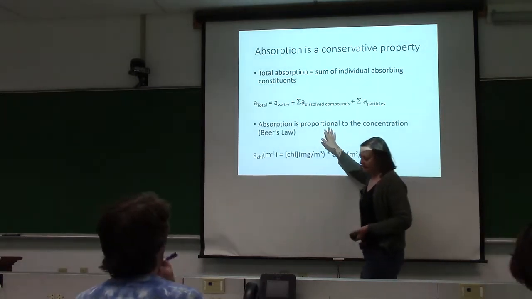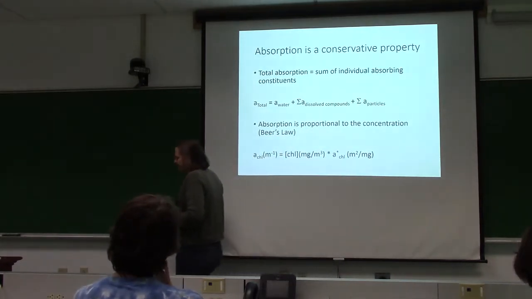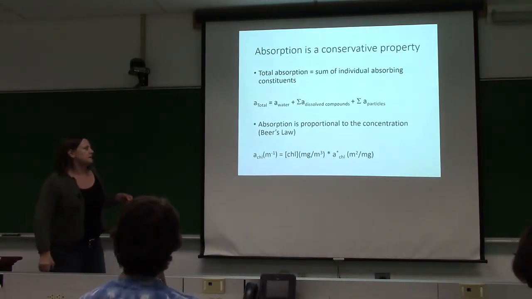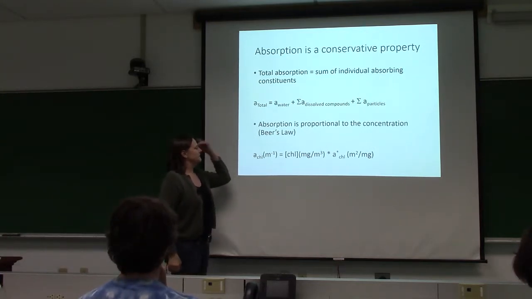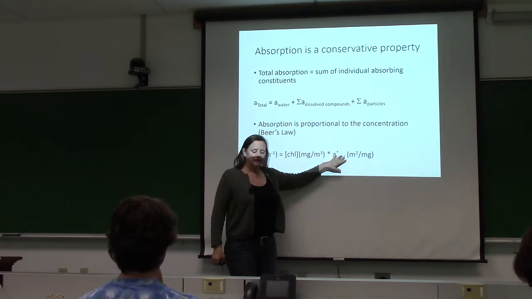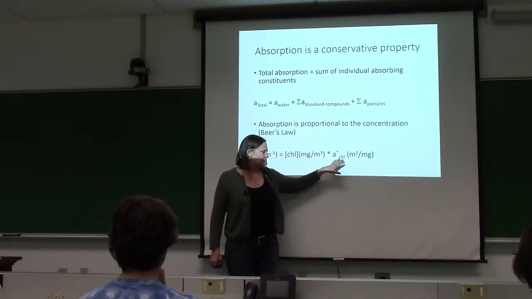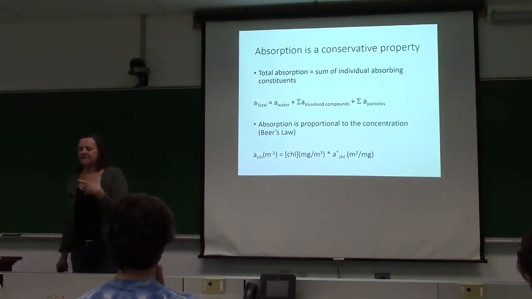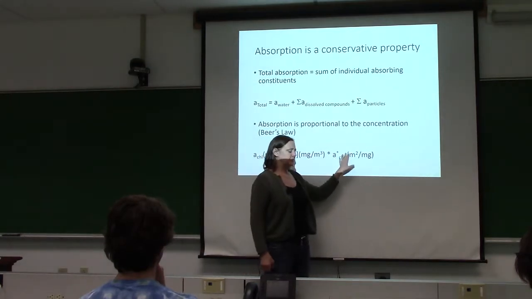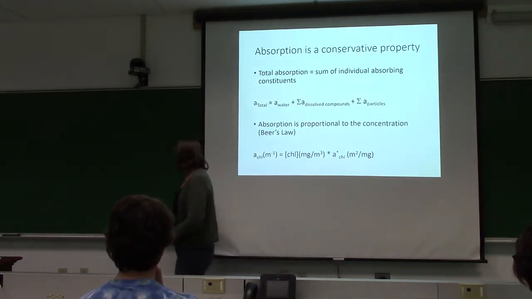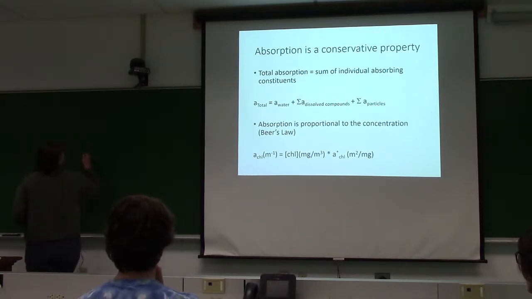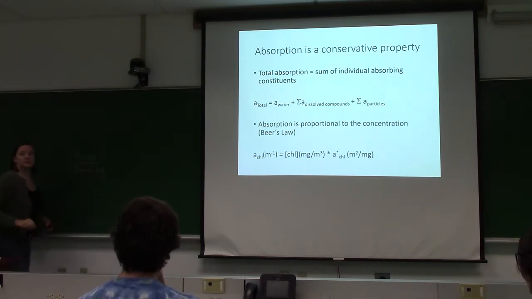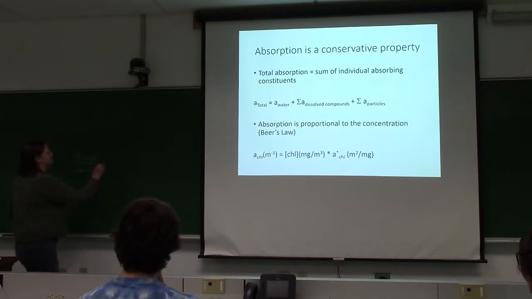And then the other thing that's really nice about absorption is that it's proportional to the concentration. And we'll do some experiments tomorrow, looking into the details of Beer's law. But it basically says that if I have a compound, say chlorophyll, and I've measured its absorption spectrum, and I've divided that spectrum by the concentration, or come up with the absorption by chlorophyll for, say, 1 milligram of chlorophyll, right? The mass-specific absorption.